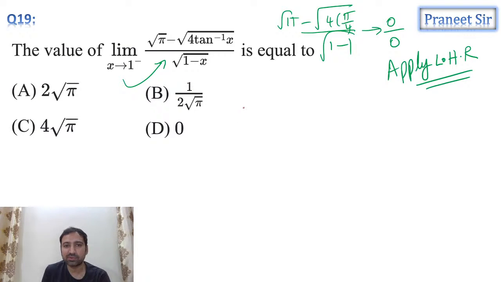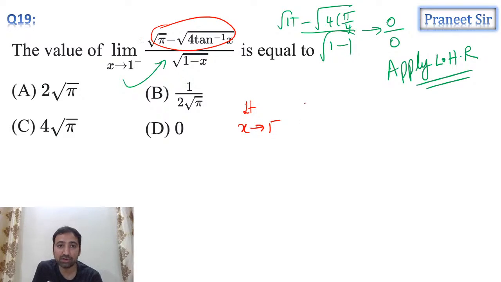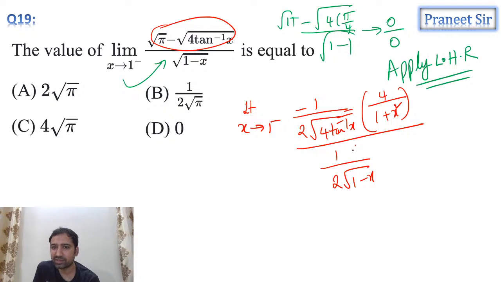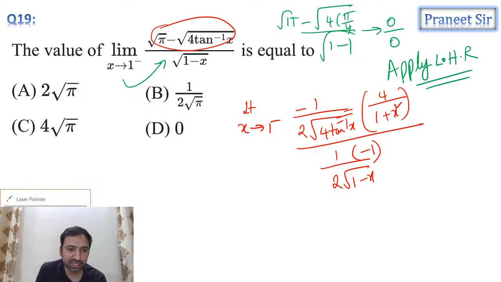If you apply L'Hospital rule here, we get limit x tending to 1 minus, with numerator differentiation separately and denominator differentiation separately. Numerator differentiation: root x differentiates to 1 by 2 root x, into 4 tan inverse x, whose differentiation is 4 by 1 plus x square. Denominator: square root of 1 minus x differentiates to 1 by 2 times square root of 1 minus x, into the differentiation of 1 minus x, which is minus 1. That's what we're getting. Now substitute the limit guys.